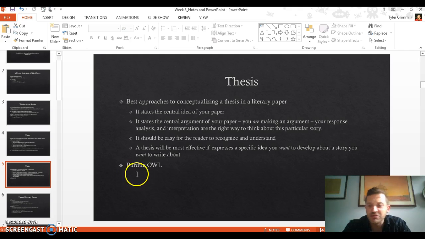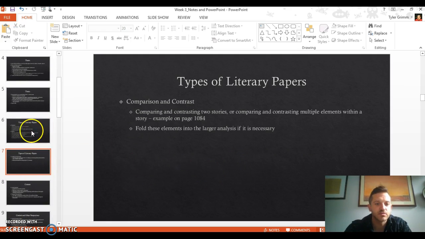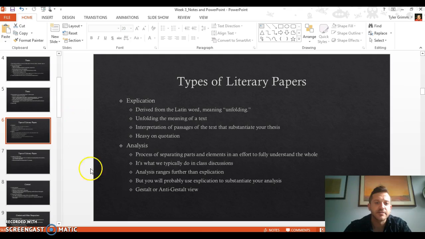Also make sure that you go to Purdue OWL. That's in this week's modules as well. There's a lot of really great resources at Purdue OWL. All right, I'm just going to go through this next part really quickly. This was in the reading, but it's important to understand these different types of literary papers.